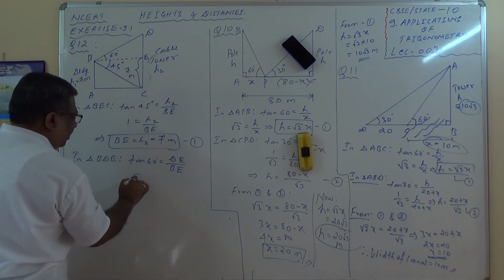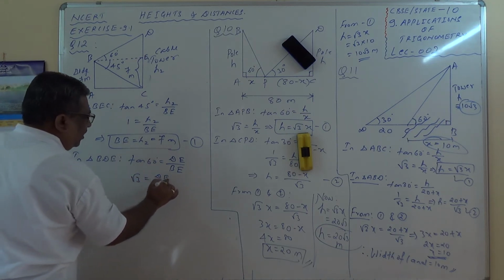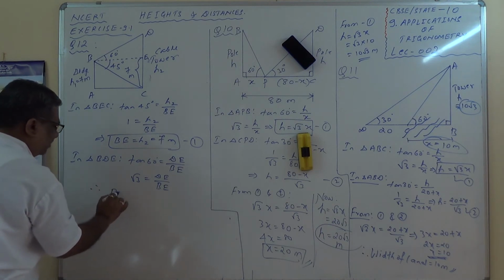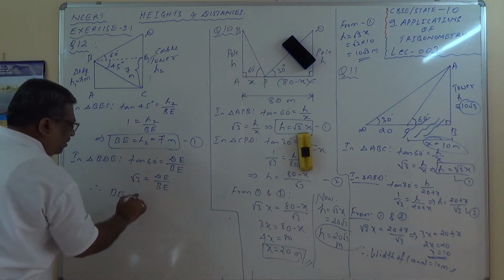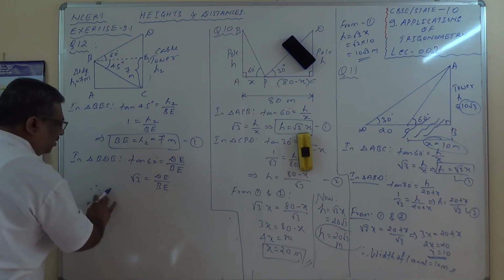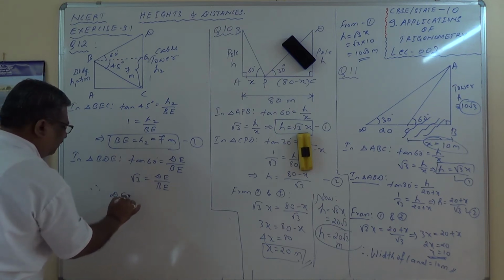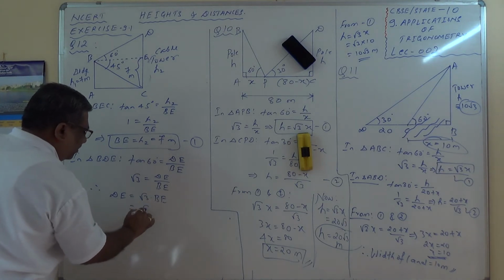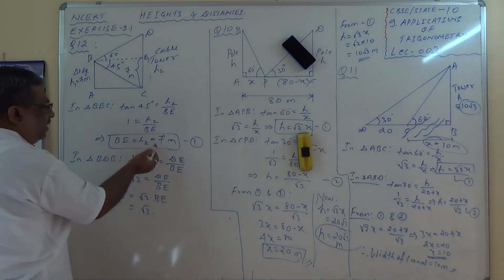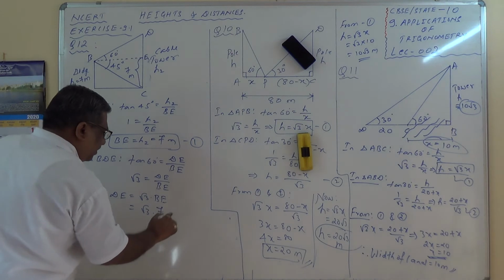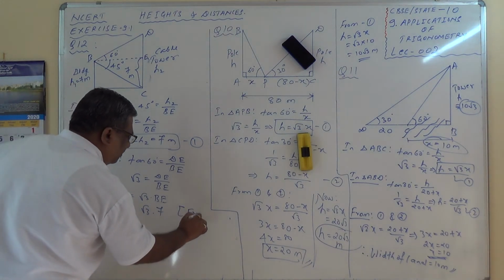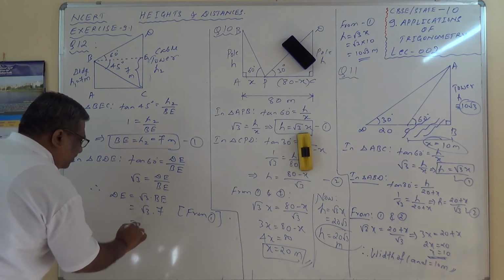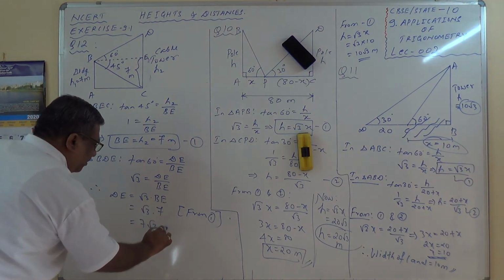Tan 60 is root 3. Root 3 equals DE by BE. So DE is equal to root 3 times BE, which equals root 3 times, what is BE? H2 is 7 meter, and therefore DE is equal to 7 root 3 meter.